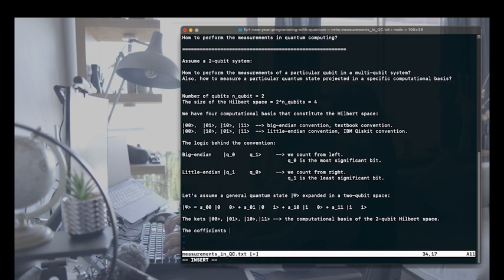The coefficients A00, A01, A10, A11 are the complex coefficients of the quantum state psi. And from that we can get the probability amplitude to find the ket psi projected in each one of these computational bases, as we will see in a second.